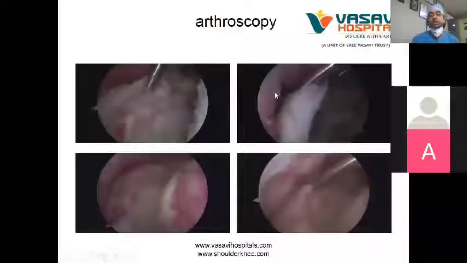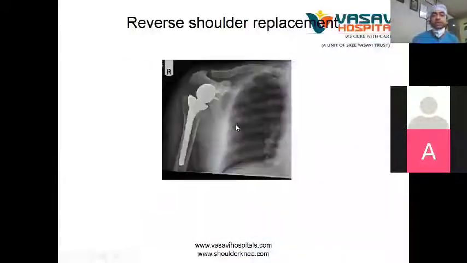And in these patients, so this was the arthroscopic image of that patient. That patient was bent on getting his cuff repaired. So I went in and tried repairing it, which was impossible. So you can see there's no cuff literally. And then this patient ultimately ended up getting a reverse shoulder replacement.